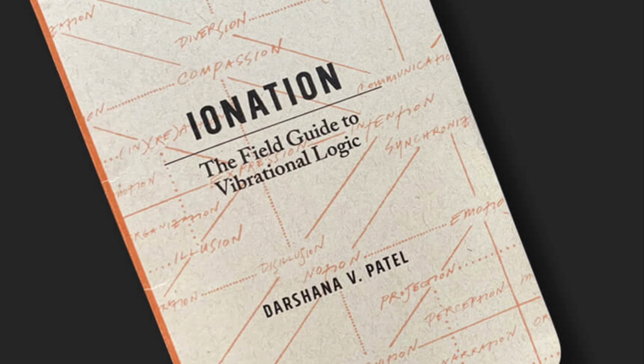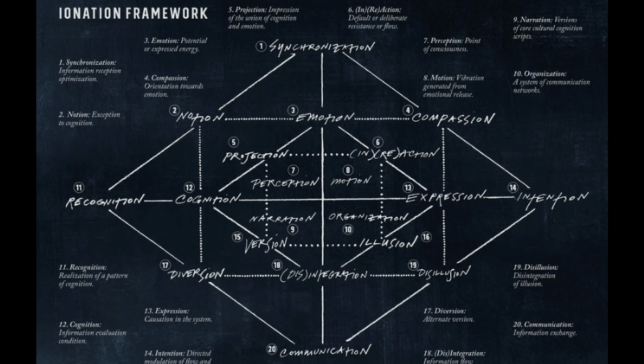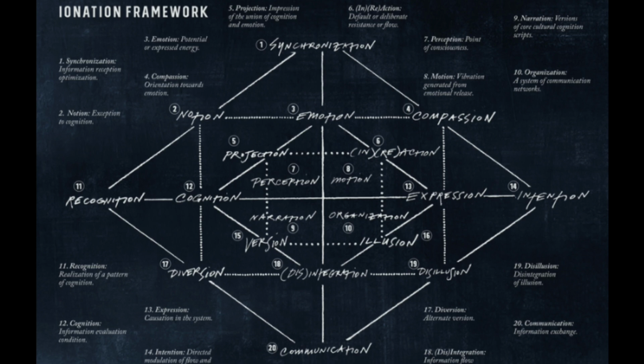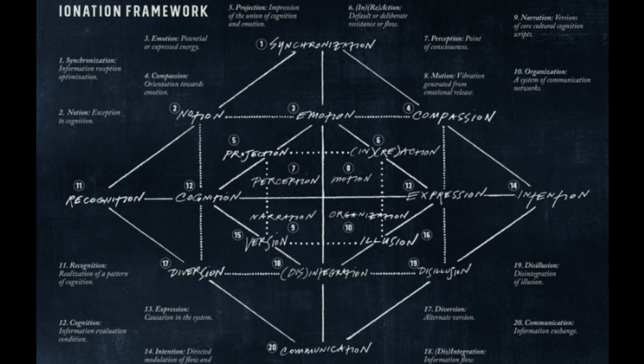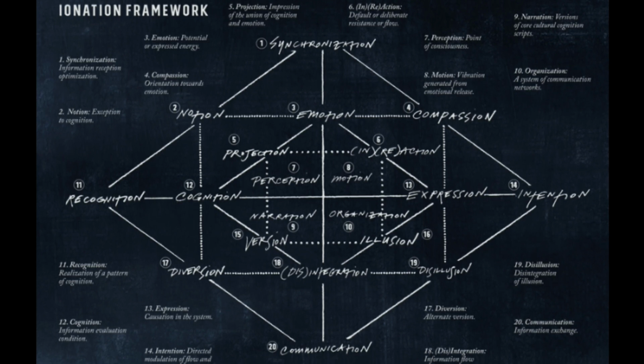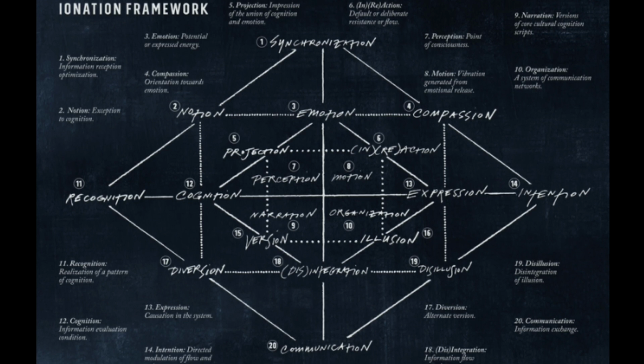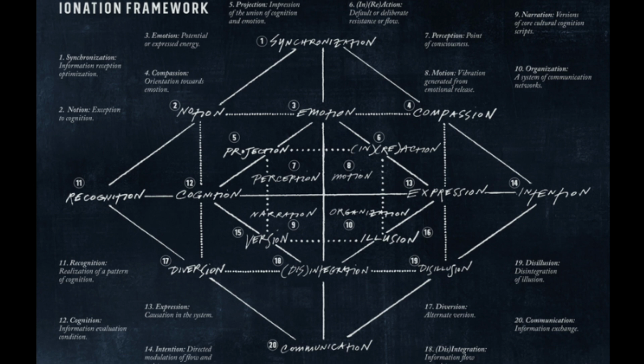The name itself, IONATION, invokes transformation. Every ion word, for example, perception, cognition, intention, emotion, integration, etc., represents a state or process within a vibrational system. These processes are not separate. They are expressions of flow and resistance, energetic movements shaping how information becomes form.